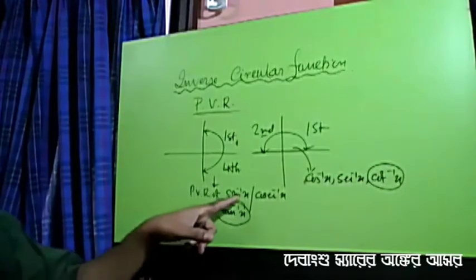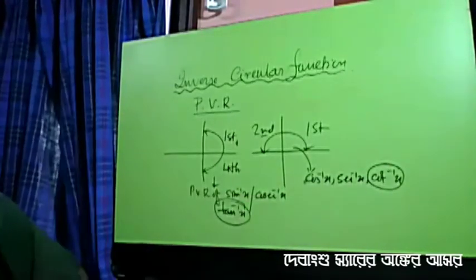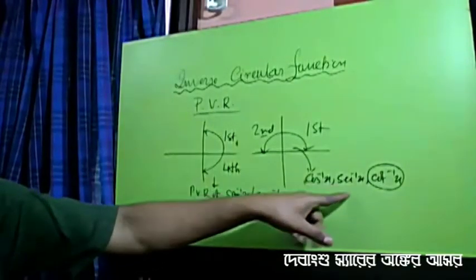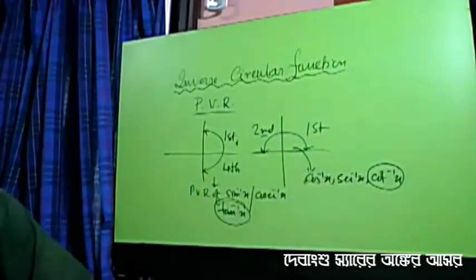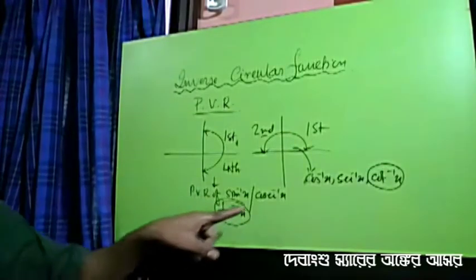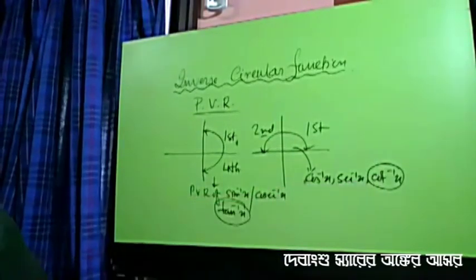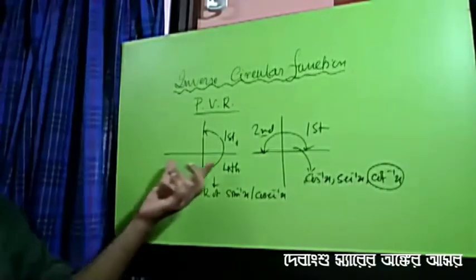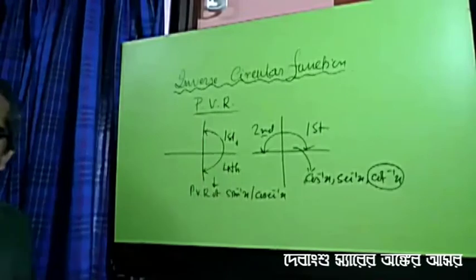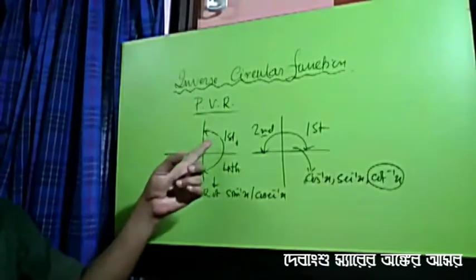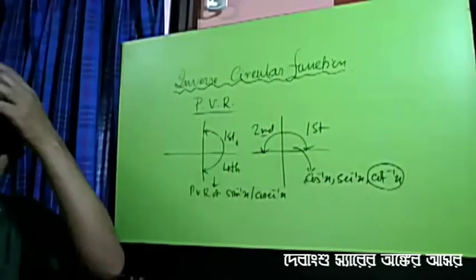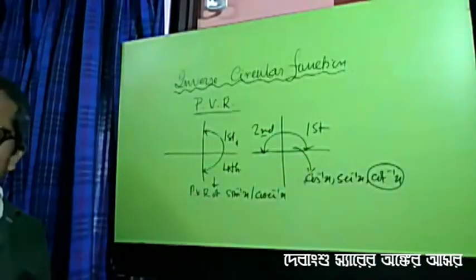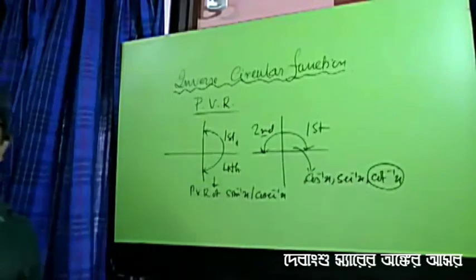Now see that sin inverse and cosec inverse have the same principal value range. Cos inverse and sec inverse have the same principal value range. But tan inverse and cot inverse have different principal value ranges. These two quadrants are considered as the principal value range of sin inverse, cos inverse, and like this.